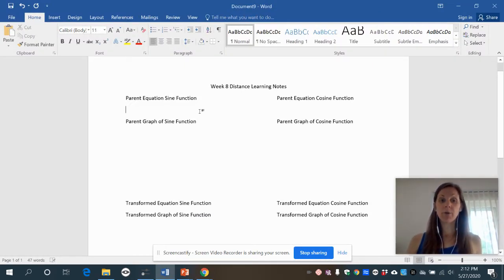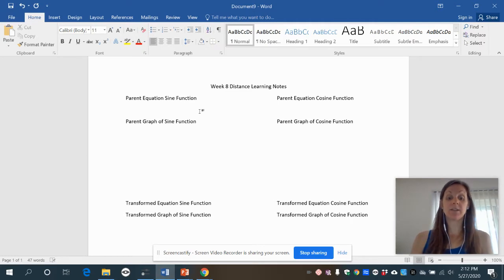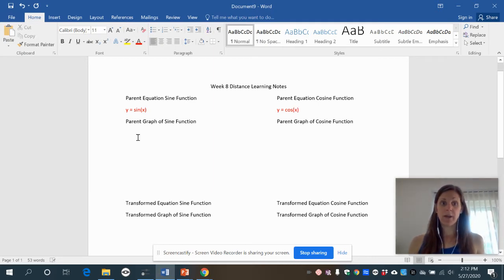And so first off, let's talk about our parent equation for sine and for cosine, okay? The parent equation for sine is literally just going to be y, can't stand when I capitalize, equals sine x. You can also write f of x equals, because it is a function, it passes the vertical line test, but I'm just going to write y equals. Same here, y equals cosine x. I'm just going to write cos. Okay, let's take a look and see what those parent graphs look like.